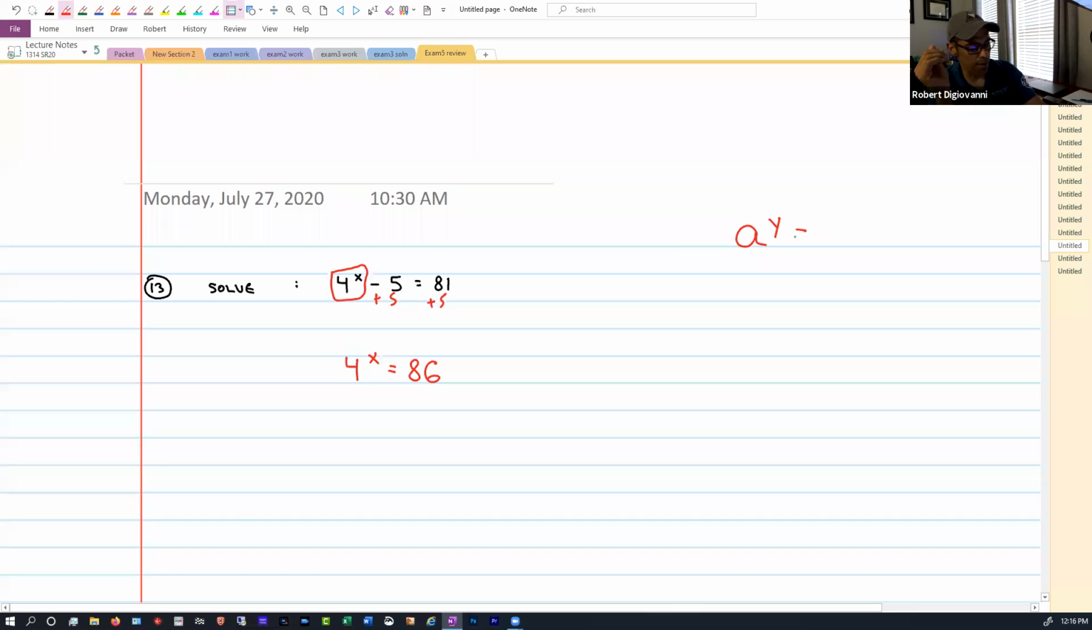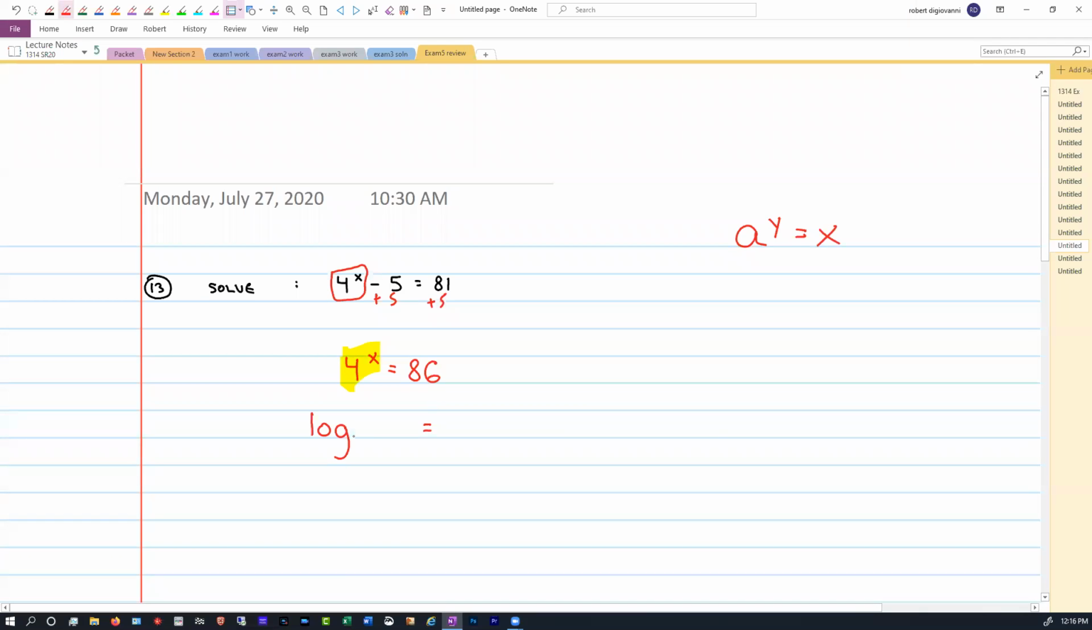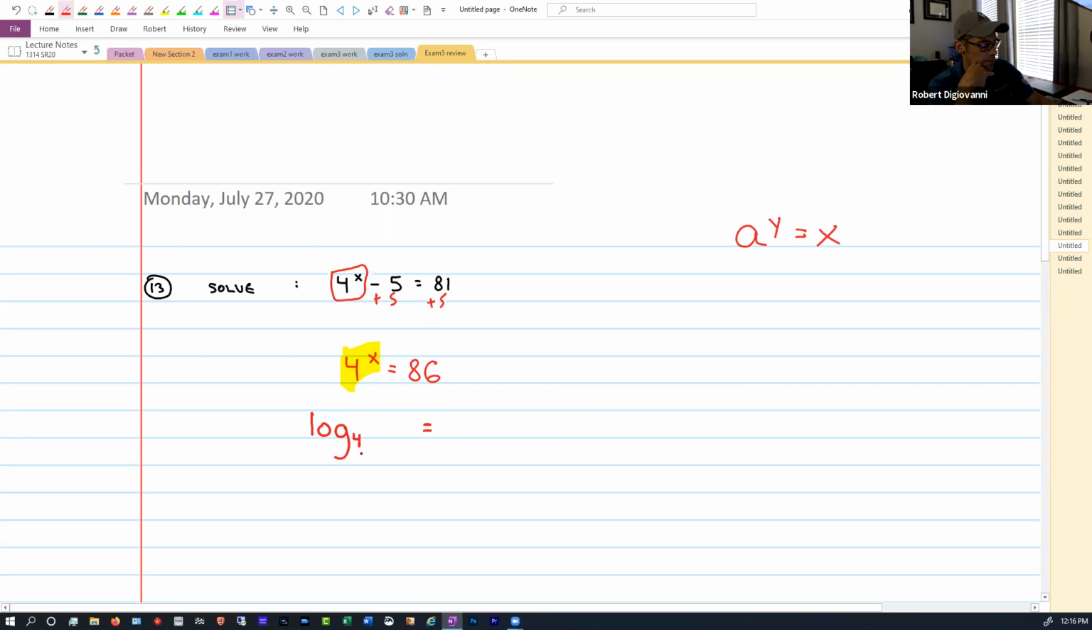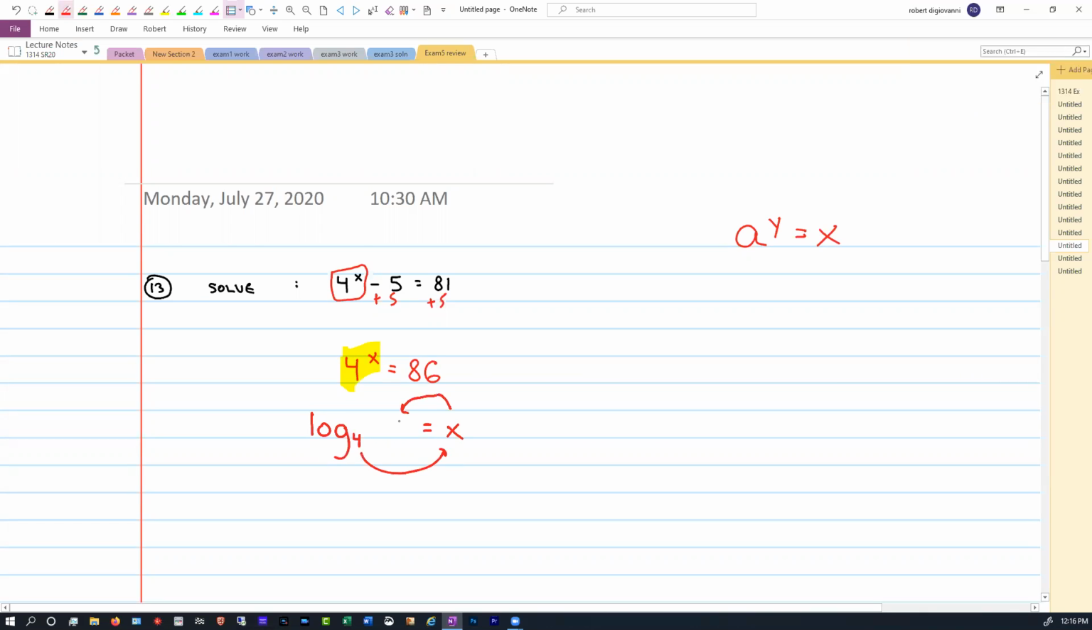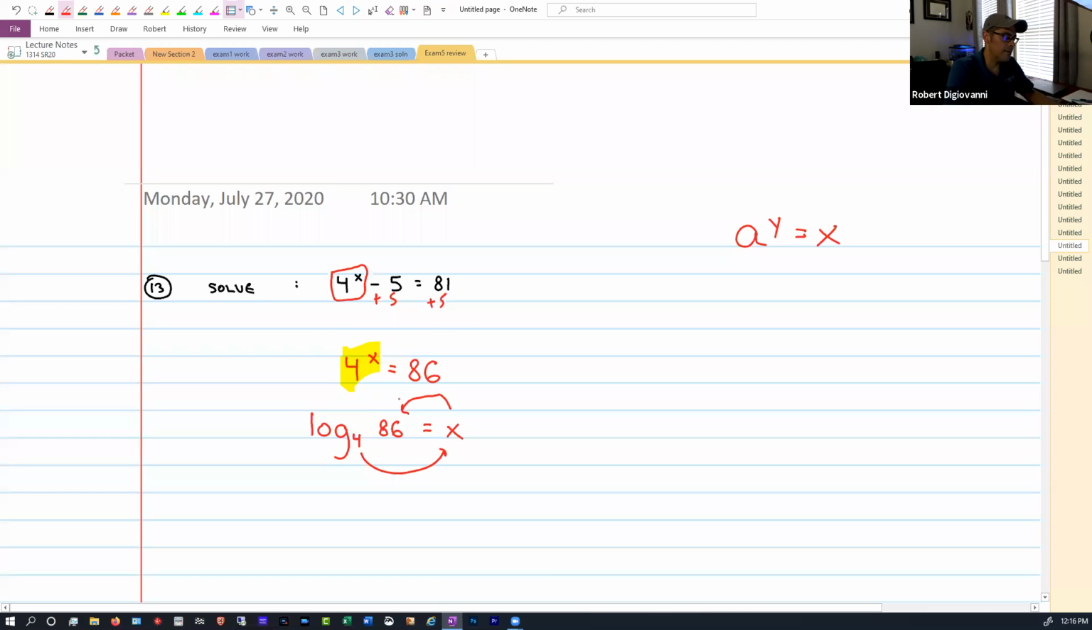Now it does look like this: A to the Y equals X. So it's almost like we've isolated this piece. Once we isolate it, we should just be able to go straight to the log. So let's see, what's the thing being raised here? 4. The 4, so the base of this log is 4. 4 raised to the X must be 86. Okay, so we've converted it now.